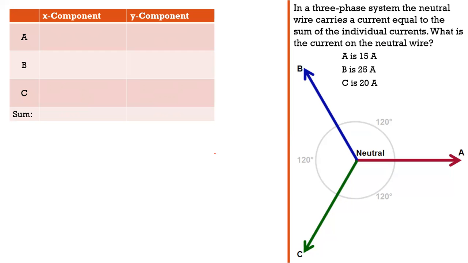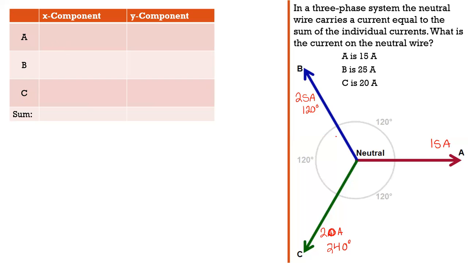All right, so we're going to start out. So we have vector A. Let's label them: vector A is 15 amps. Vector B is 25 amps, and it's at 120 degrees. Vector C is 20 amps, and it's at 120 plus 120, so 240 degrees. All right, so in order to add them together to figure out our neutral current, we just need to plug into our chart.